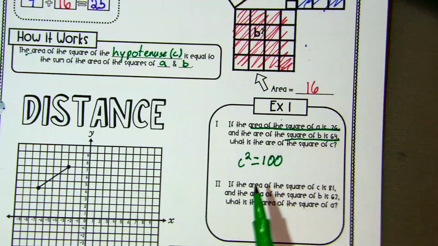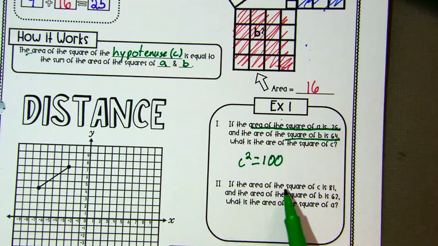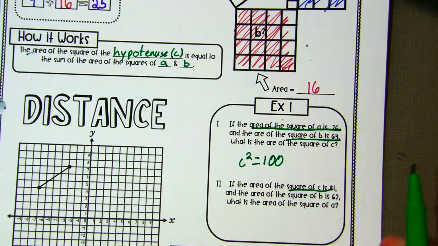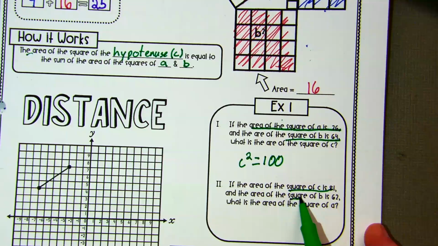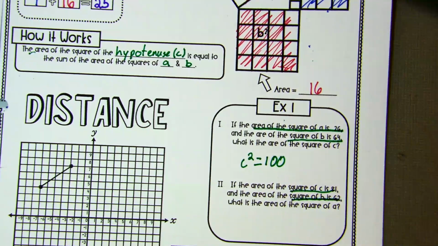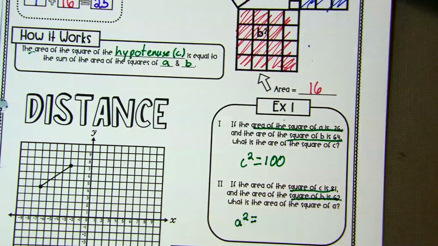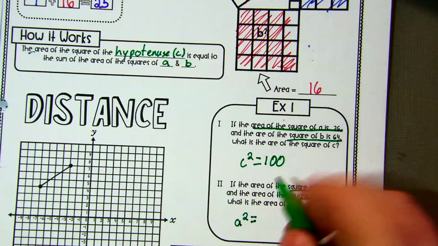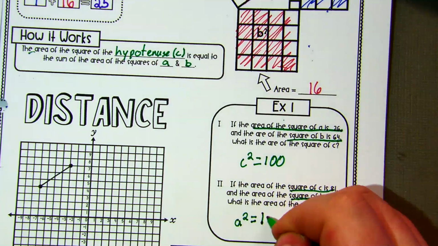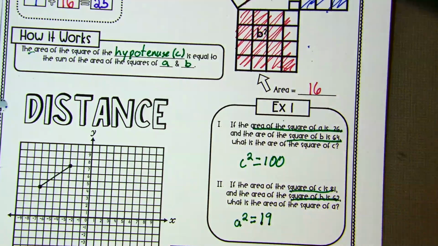Moving on to our next one. If the area of the square of C is 81 and the area of the square of B is 62, then what is the area of the square of A? Feel free to message that in the chat. Yeah, awesome. Thank you. So the area we're looking for there is 19. Remember, when we're solving for the area of one of the legs, we need to subtract the two numbers, not add them together.